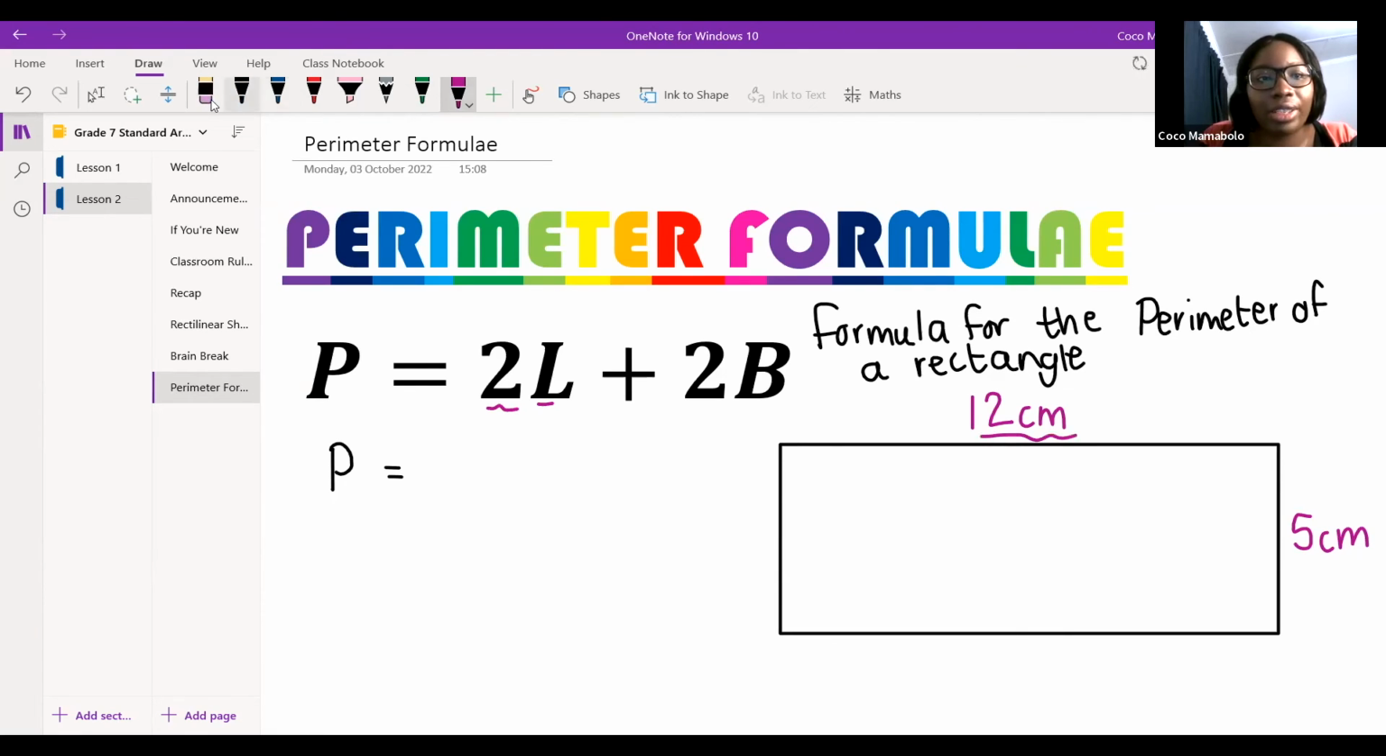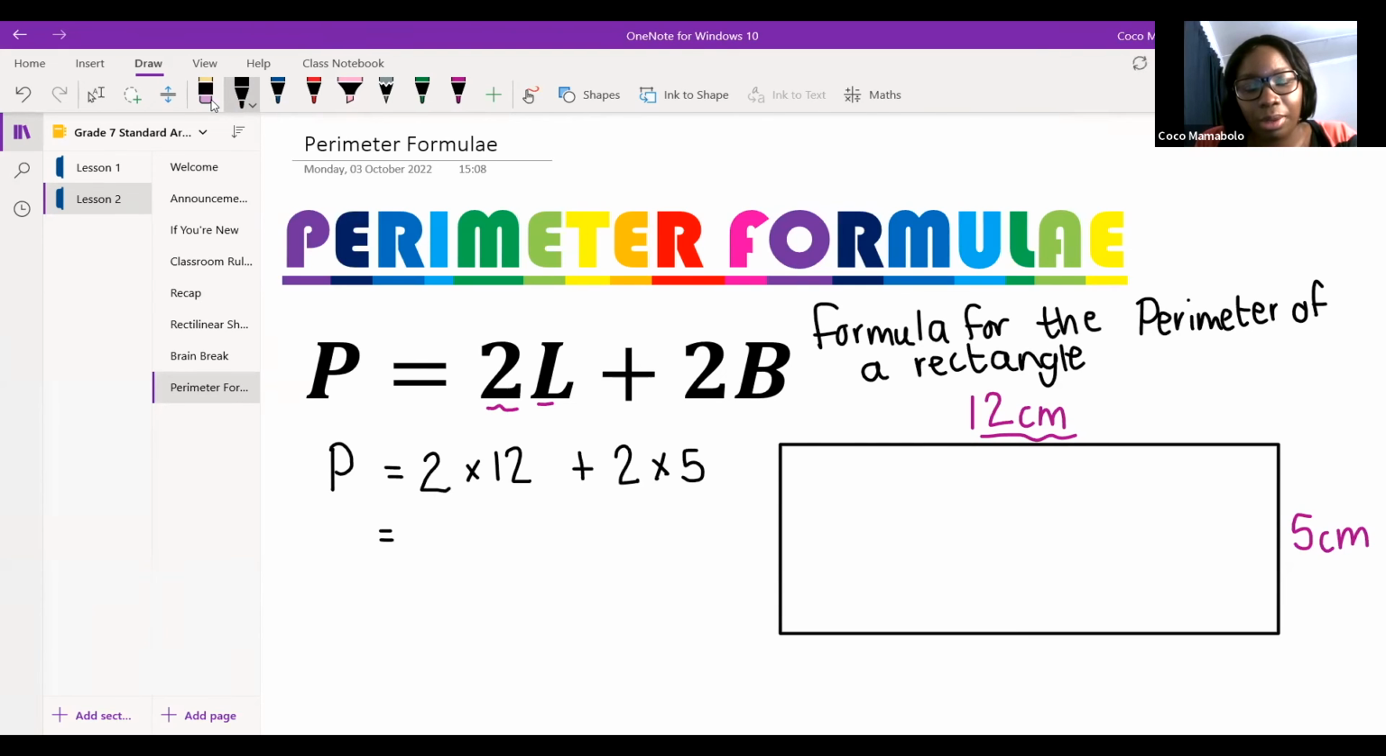So what am I going to write down over here? I'm going to write capital letter P is equal to? 2 times, what is my length? Remember, it's 2 times the length. Good, 2 times 12, plus 2 times 5. Good, 2 times 5.